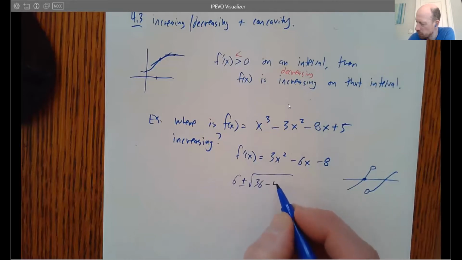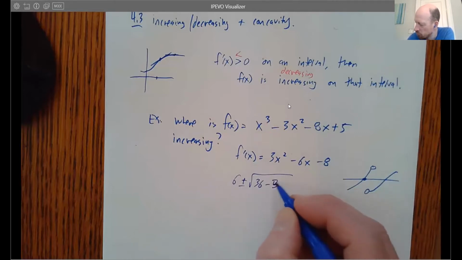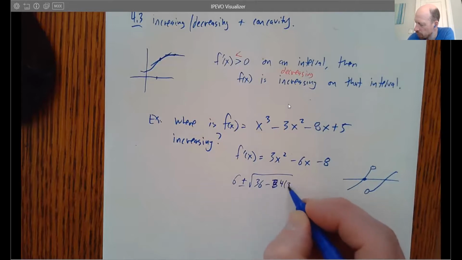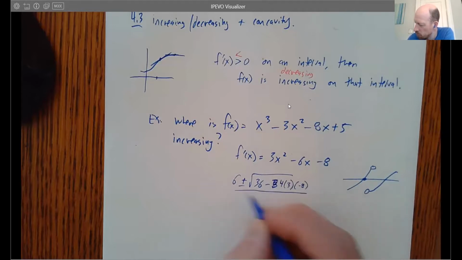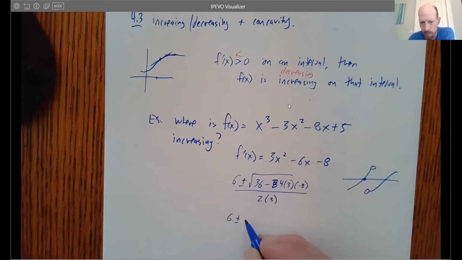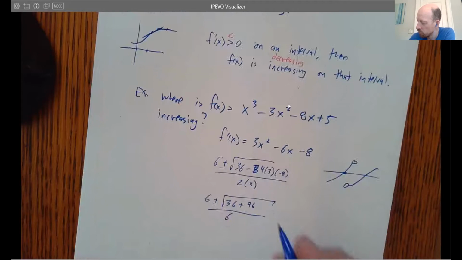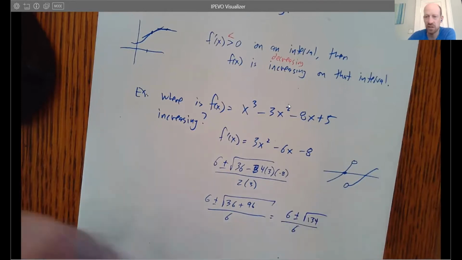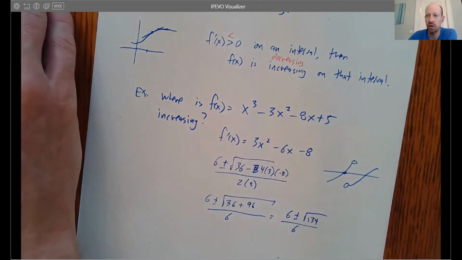b squared minus 4ac all over 2a. 6 plus or minus the square root of 36 plus 96. 6 plus or minus the square root of 134 over 6, which is these two numbers here.